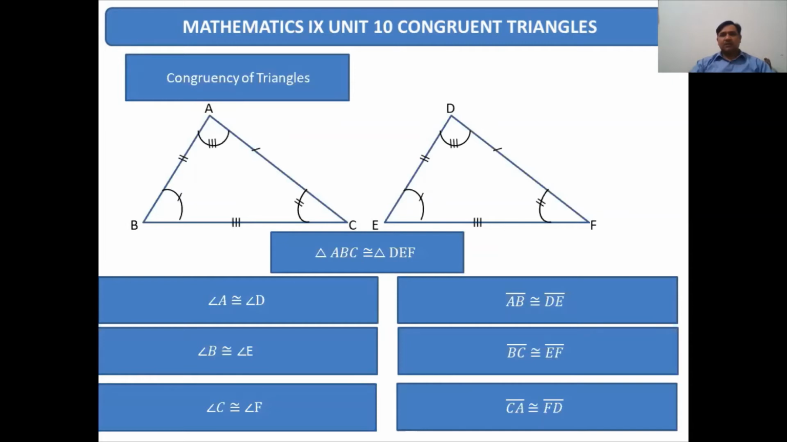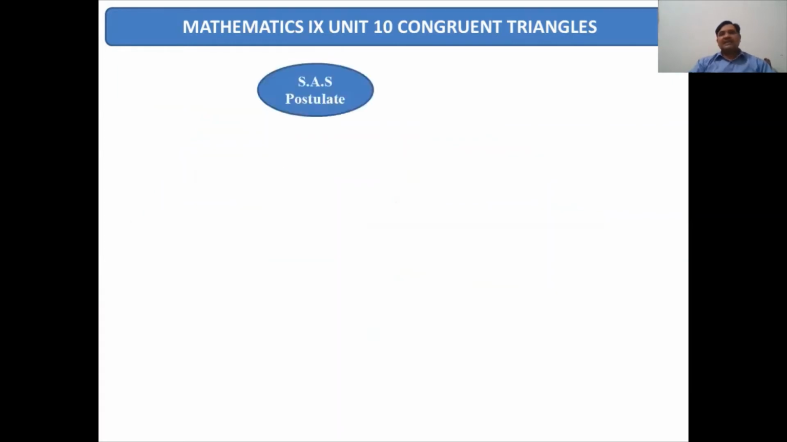So let's see the SAS postulate. It means if you show that the side, angle, side of one triangle are congruent with the side, angle, side of other triangle, corresponding, you must remember, corresponding is a very important word.